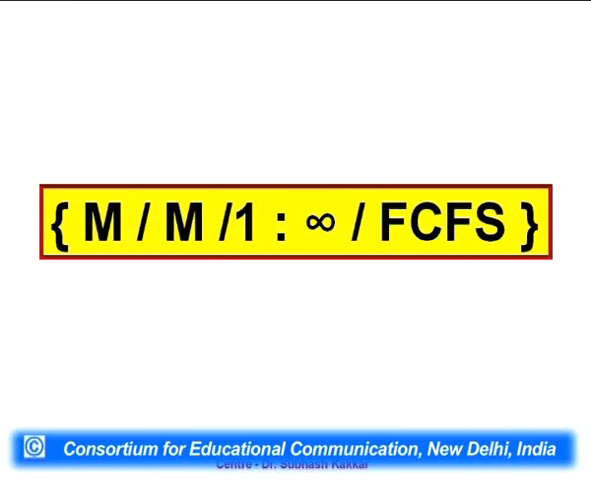A typical example is shown here, MM1 and the sign infinity and FCFS. This is a queuing system. This means the arrival rate is following Poisson distribution, service rate is following exponential distribution. That is why M and M are written. There is only one server which is written as 1, infinity, infinite source from which the customers are coming, and the Q discipline is FCFS, first come first serve. So, this defines the queuing system.